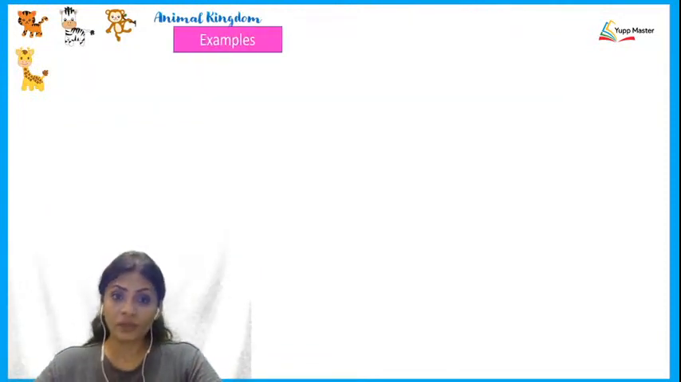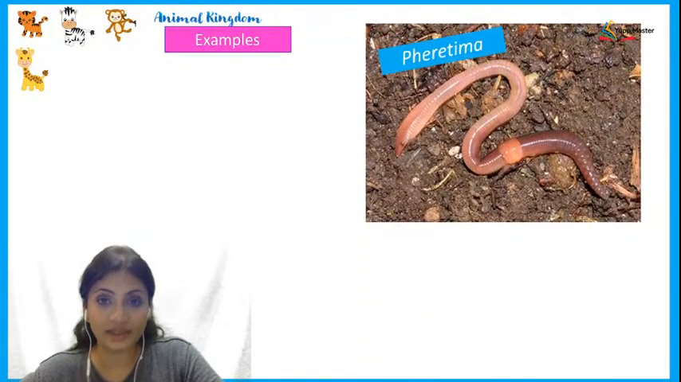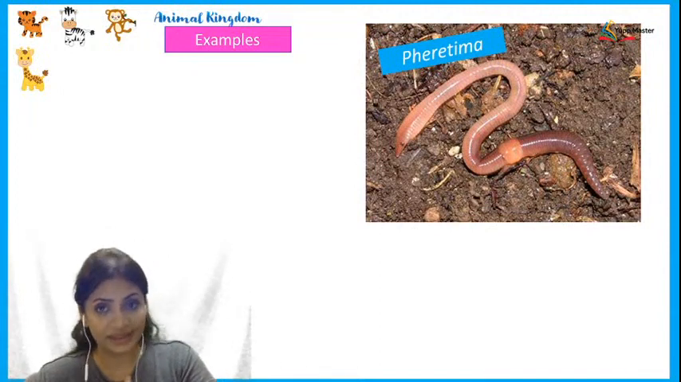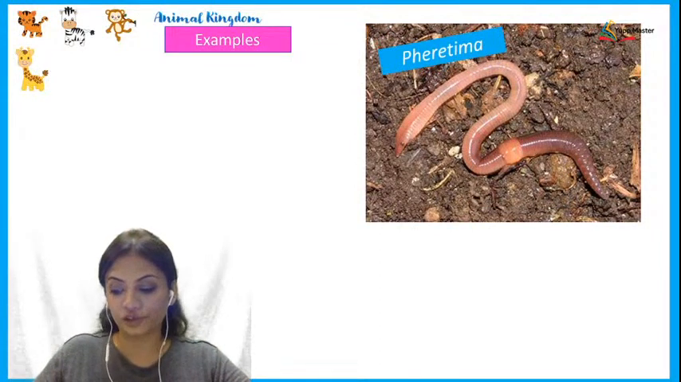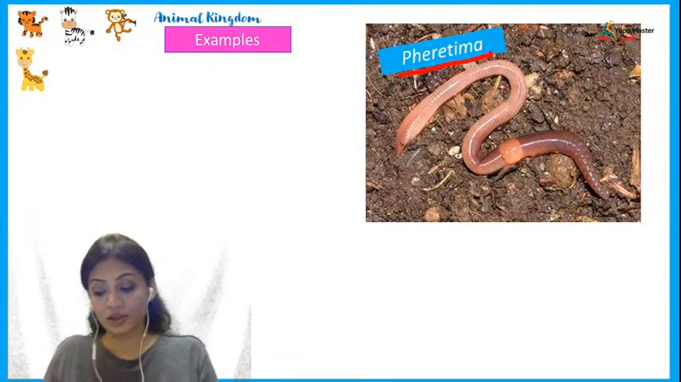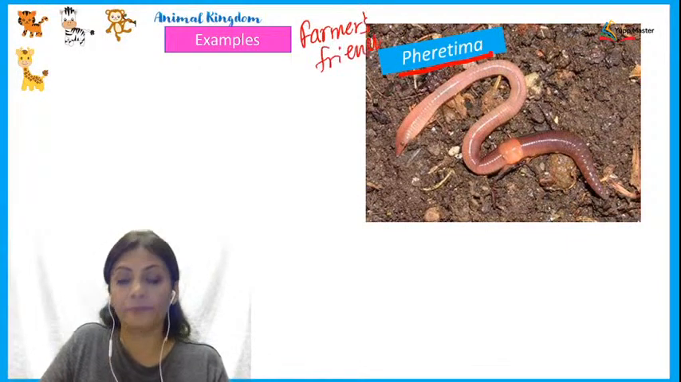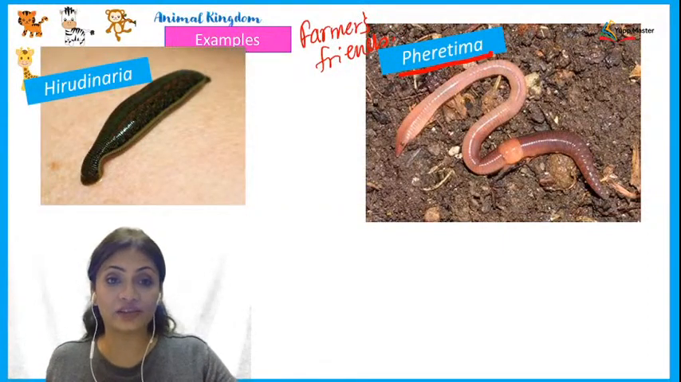Alright. Now, talking about some common examples belonging to annelids. Okay, the very first, the most important example for our NEET exam would be that of the earthworm, and the scientific name for earthworm is called as Pheretima. Now, remember, earthworms are also called as farmers' friends. Okay, they're called as farmers' friends. All right. Now, after earthworm, the next example would be that of the leech.